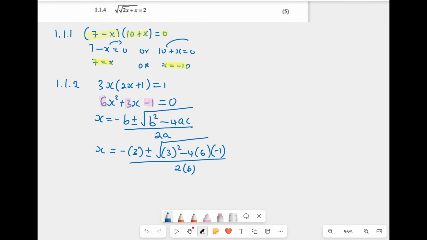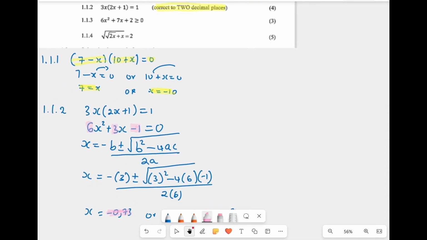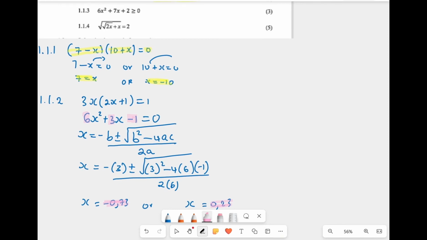And then from here, we'll get 2 values of x. So if we use negative, our x is negative 0.73, or our x is 0.23. So these are values of x rounded off to 2 decimal places. And then let's move to 1.1.3, which is an inequality. Okay.